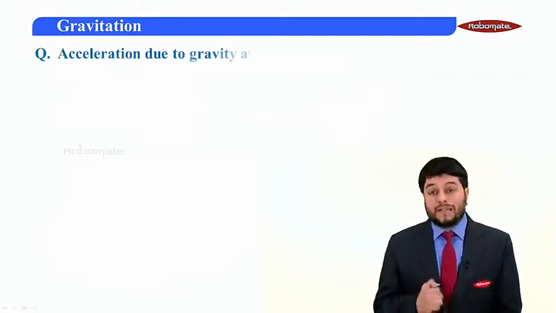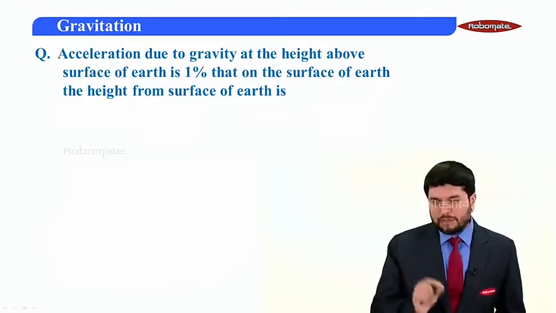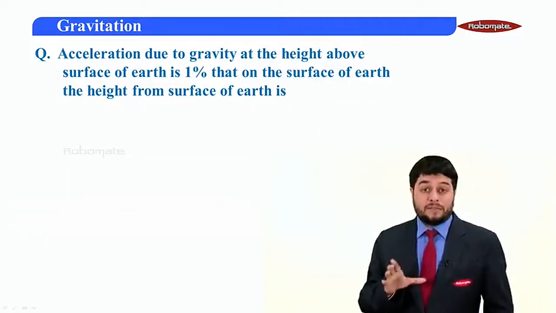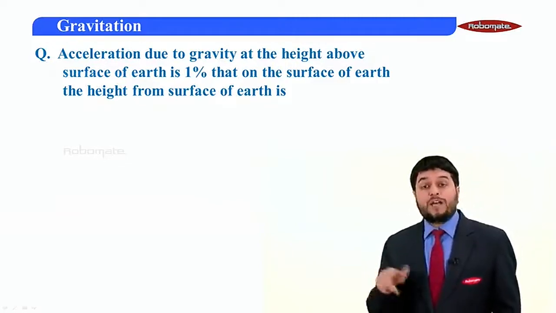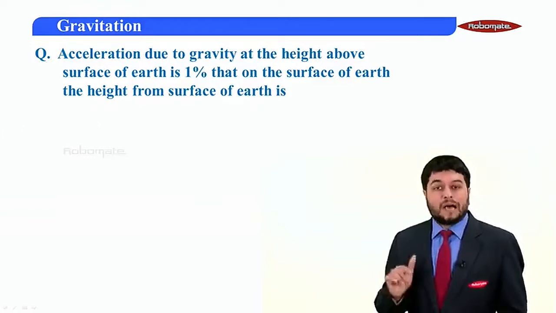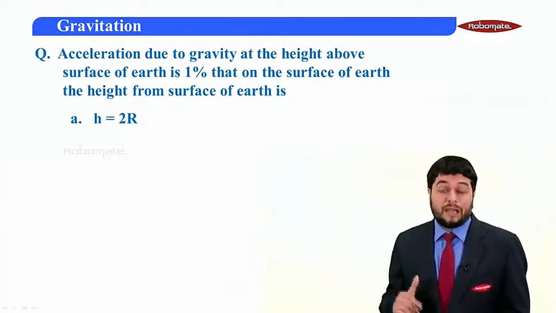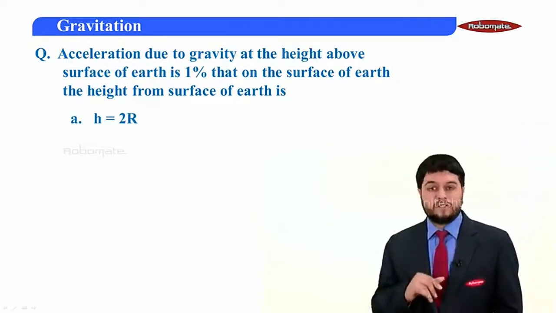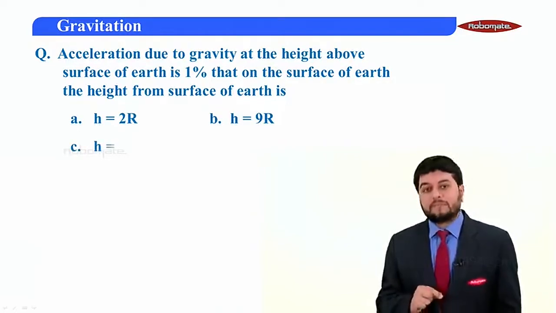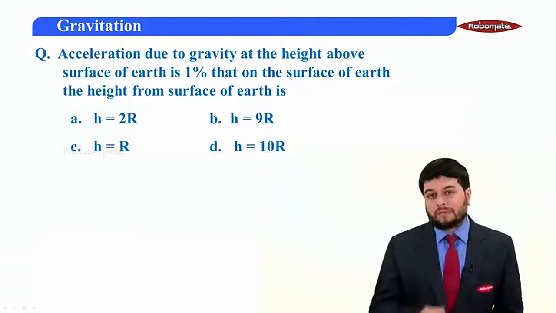Let's go to the next question. This one I want you to solve with me. Acceleration due to gravity at the height above the surface of the earth is 1% that on the surface of the earth. The height from the surface of the earth is how much? h is asked, and that too in terms of capital R, the radius of the earth. The options are h equal to 2R, h equal to 9R, h equal to R, or h equal to 10R.